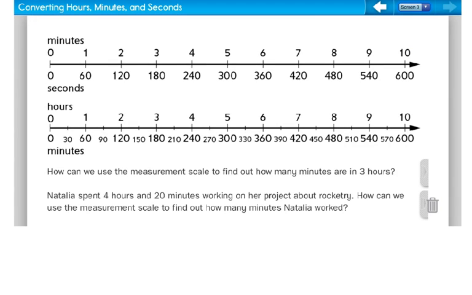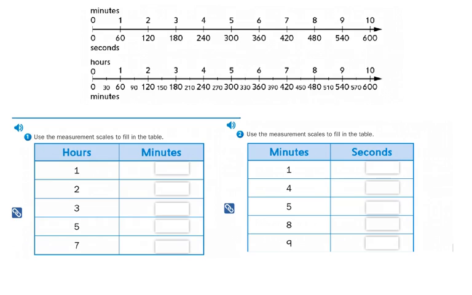How can we use the measurement scale to find out how many minutes are in 3 hours? So we're looking here for hours and converting it to minutes. So if we find 3 hours, we know that 180 minutes is the same as 3 hours. So we can use this measurement scale. We're going to go ahead into our math journal on page 49. At the top of journal page 49, you're going to see that we're going to use these same measurement scales to fill in the tables.